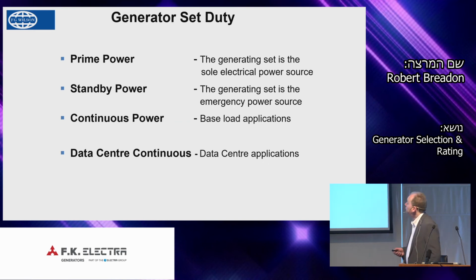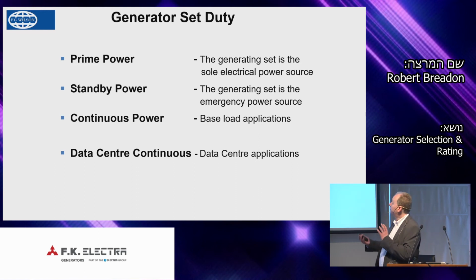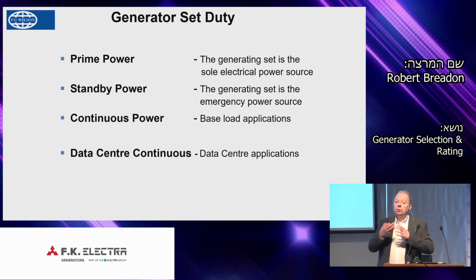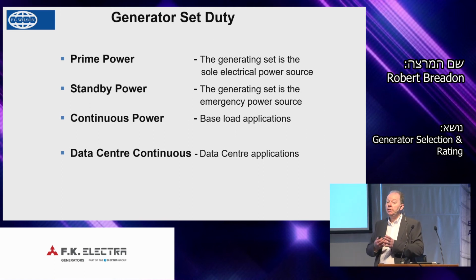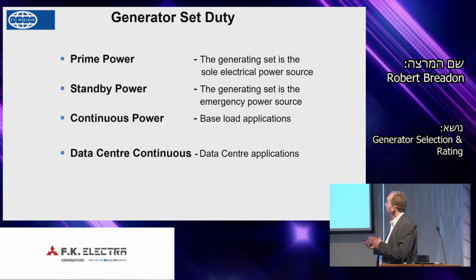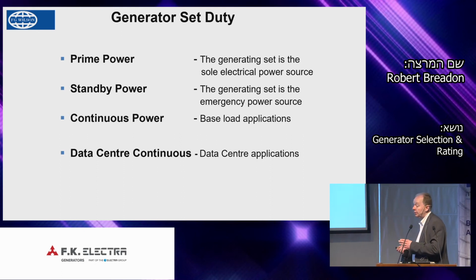So the ISO standard defines different types of applications. The same genset can be selected for different roles and different modes of operation. Prime power is where it's the sole source of power, and there is no other backup. Standby power is where you're standby, usually to the mains.